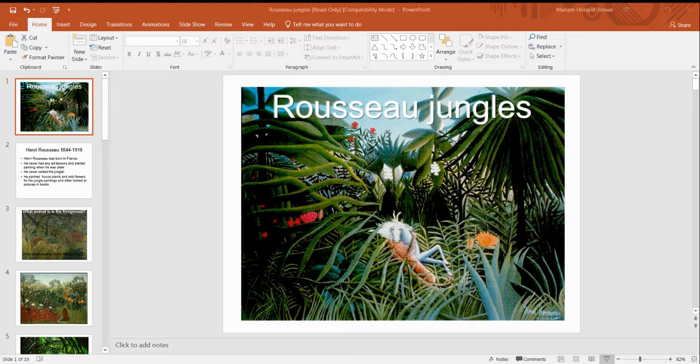And here is another of his paintings. You can see that he's put lots of foliage and big plants at the front or in the foreground, and then the animals as well are in the foreground as well.